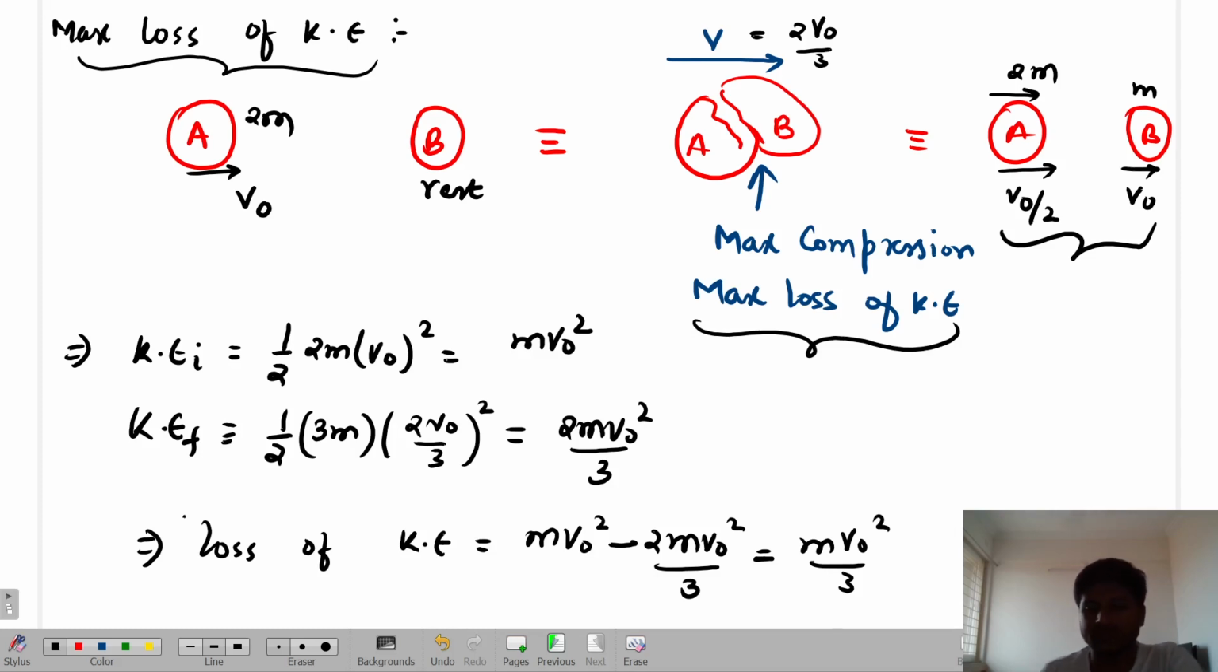So let me stop it over here. Okay, I am left with oblique collision, and some more different kinds of collision I will be doing.